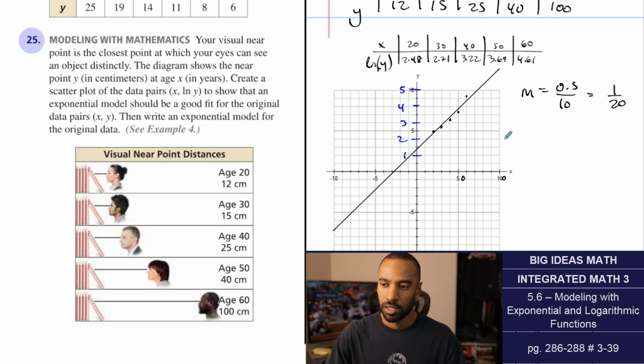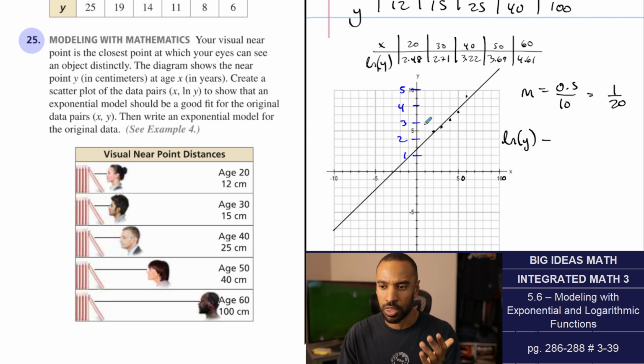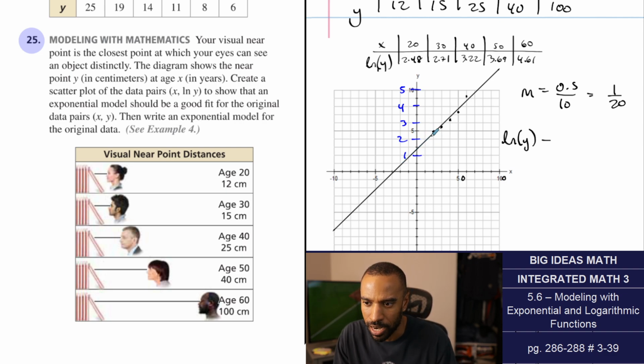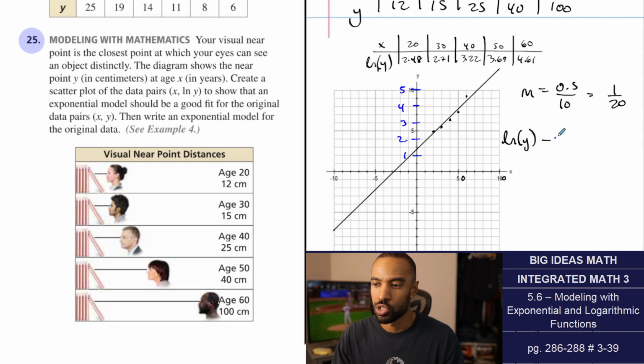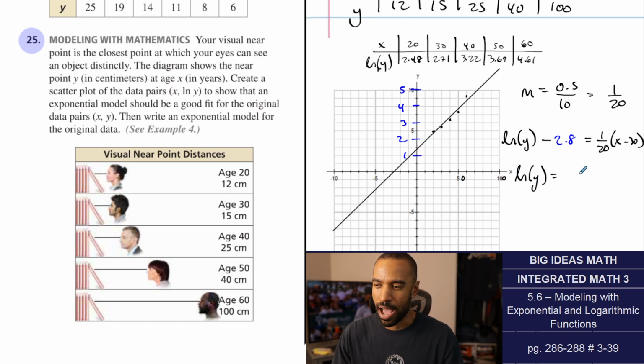So my ln y minus ln y1, I have to choose a point that's on this graph. That's the only thing. I can't get one that I feel I like the most. How about 30, comma 2.8? So 2.8 equals 1/20th x minus 30. Like that. So natural log of y equals 1/20th x minus 30 over 20 is 1.5, and we're adding 2.8 to that.